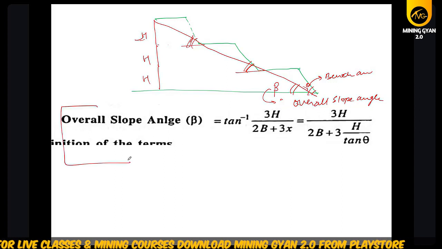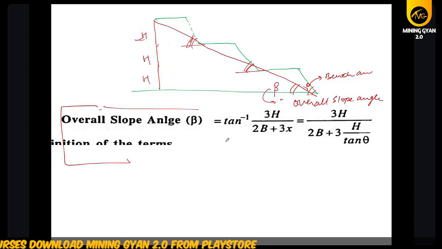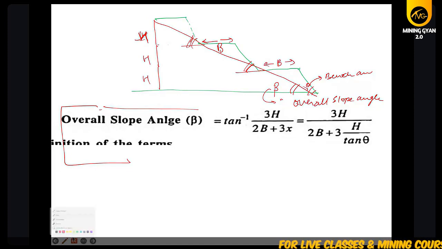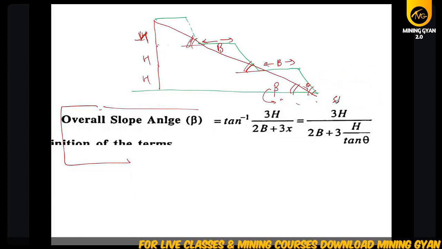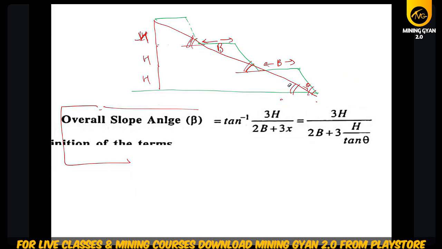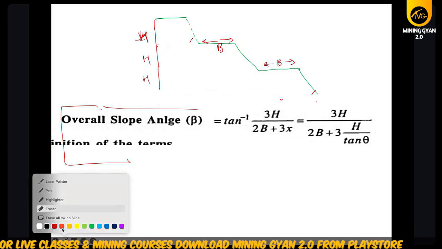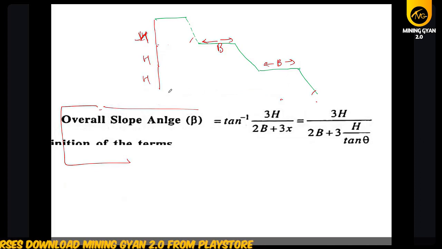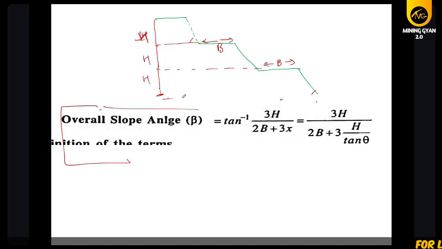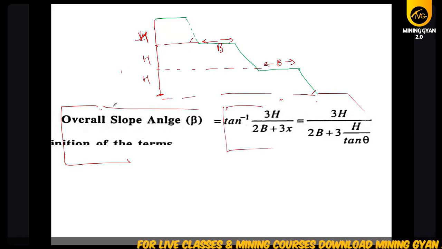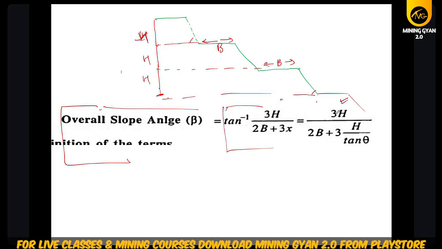So this formula, we should know how we derive this formula. How? Suppose this is the height, and this is your B, matlab bench width. This is also bench width. I have taken two benches and three heights, but it can be more also. So you should know how to derive this formula. If he gives you four benches, five benches, six benches, then you should know how this formula is derived, so you can solve that question.